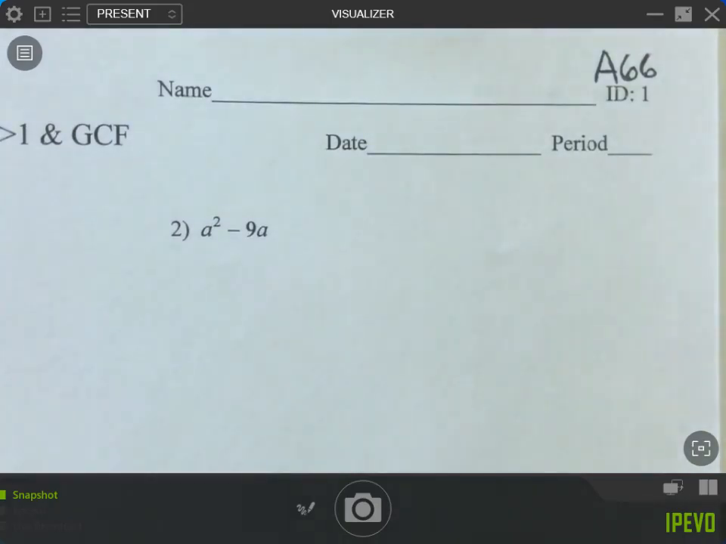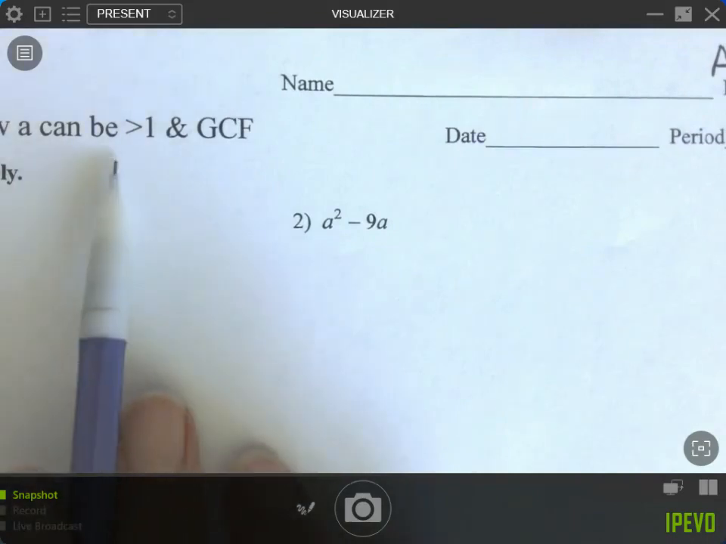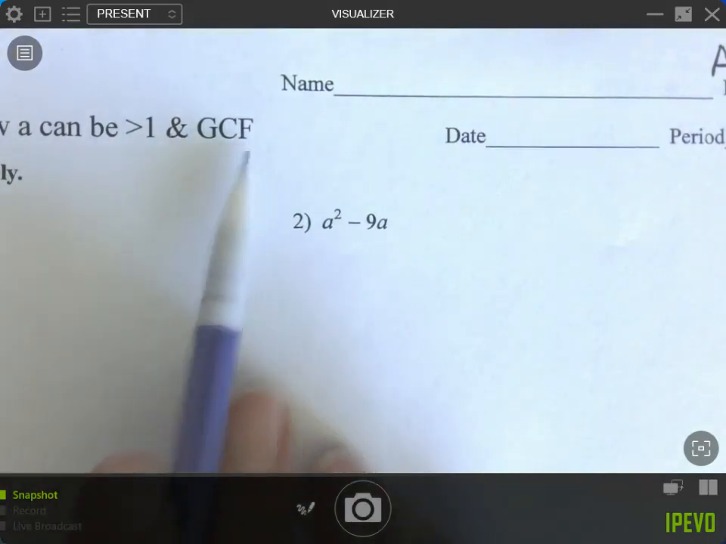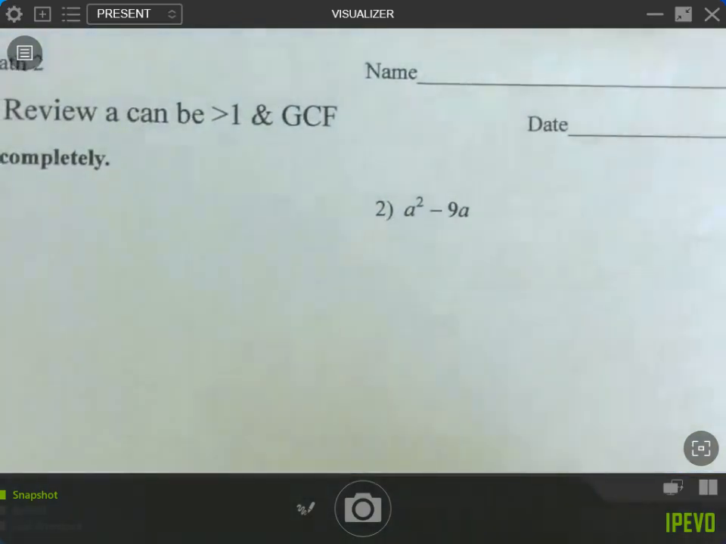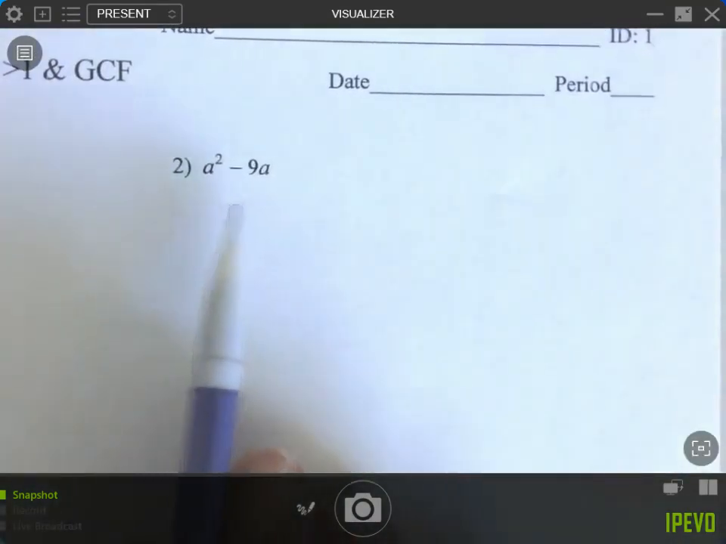All right, we're looking at worksheet A66, factoring review. A can be greater than 1, and it could have a GCF. So this is a mix where it could just be a GCF. So the first two, let's look at number 2 here. What do these two have in common?